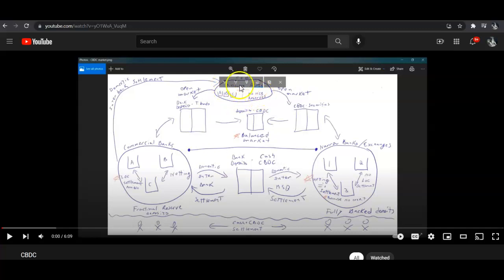So this circle up here is a central bank. And these are commercial banks. Forget the right side of this picture for now. These are commercial banks, and these are citizens and businesses down here.